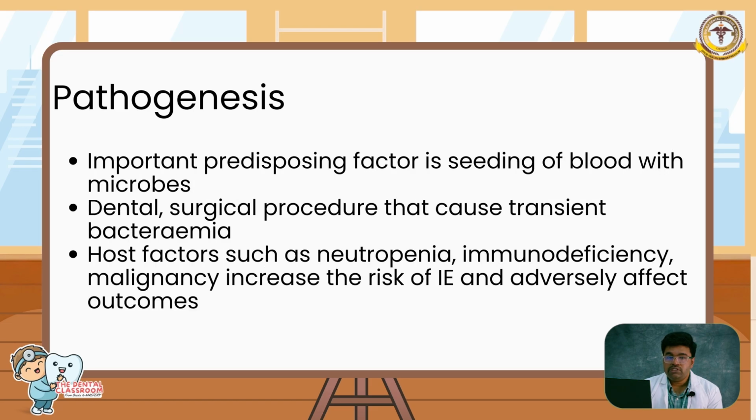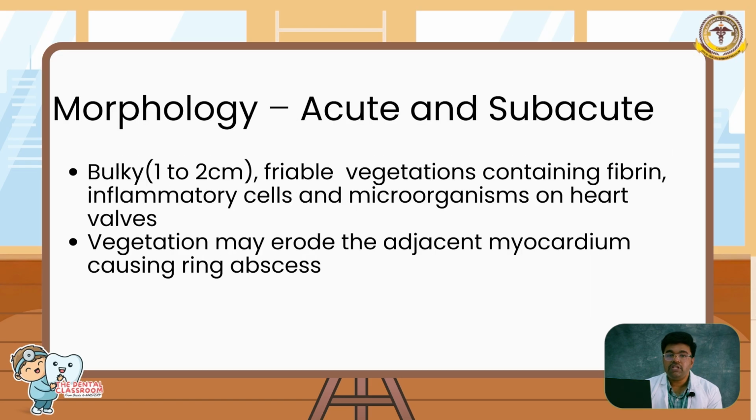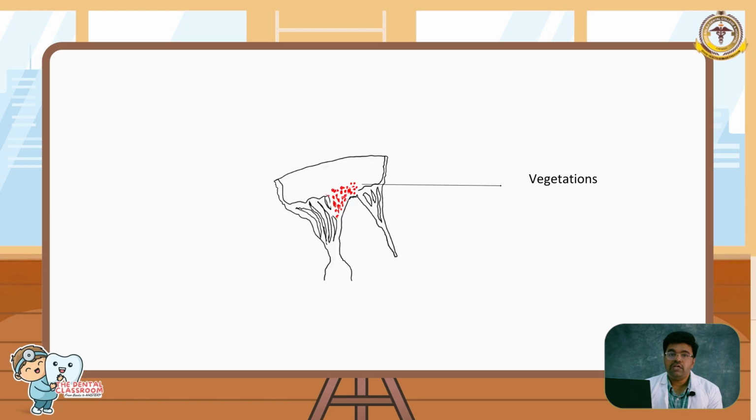If a patient comes to you for a dental procedure and you do a dental surgery, the oral commensal sometimes can go into the blood supply and can cause seeding of bacteria in the aortic valves. For example, Streptococcus viridans during a dental procedure can seed into the blood supply and cause infective endocarditis. The vegetations are bulky, friable and contain fibrin, inflammatory cells and microorganisms. Vegetation can erode the adjacent myocardium and can lead to ring abscess.